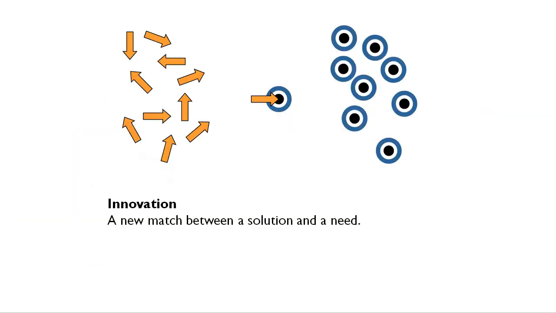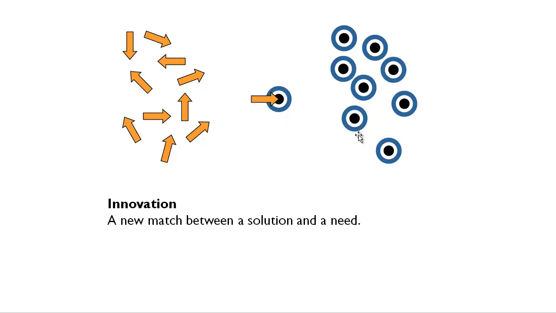The first thing I want to do is distinguish between innovation and design. I define innovation as a new match between a solution and a need. So if you think conceptually here in this diagram about the targets being the needs and the solutions being the arrows, then what innovation does is it results in a new match between solution and need.